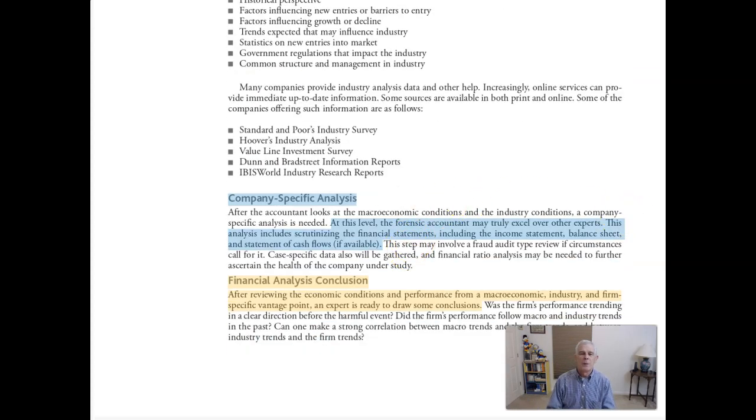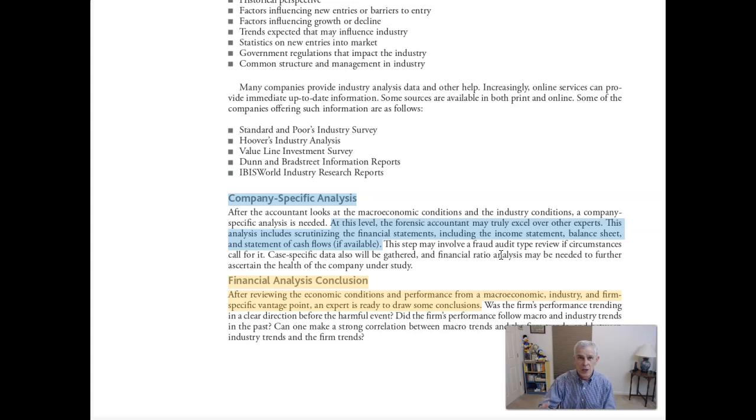Then you look at the company-specific analysis. And like I have highlighted down here, at this level, the forensic accountant may truly excel over other experts. This analysis includes scrutinizing the financial statements. Accountants know all about those. Includes the income statement, balance sheet, cash flows, and other statements and other documents. So you will really dig into the alleged damaged company's numbers.